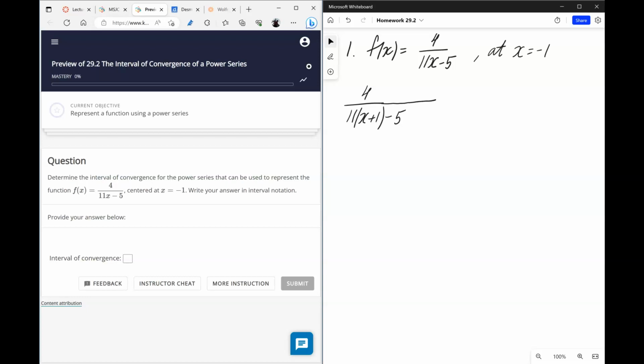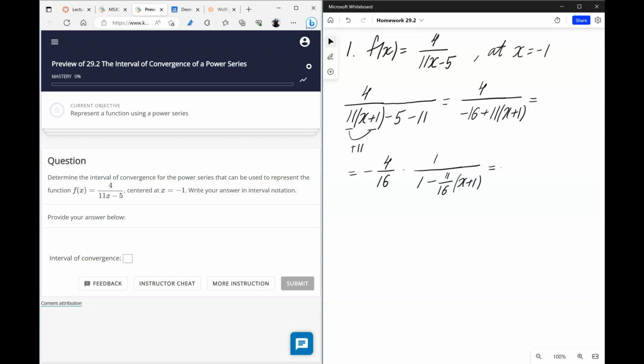To compensate for this +1, I actually have to subtract 11. Now we have 4 over -16 plus 11(x plus 1). Now I'm going to factor -16 out of the denominator. So we have -4 over 16, times 1 over 1 minus 11 over 16 (x plus 1).